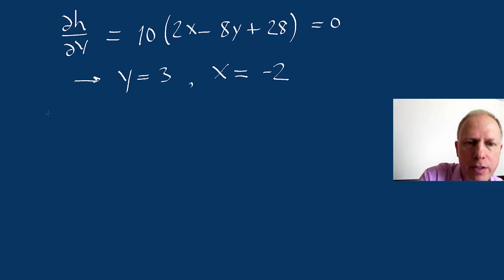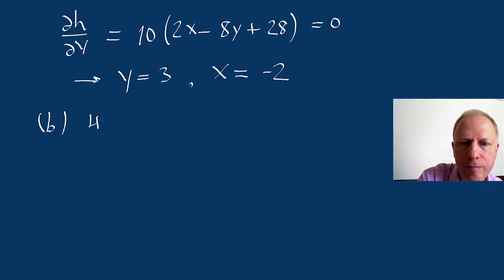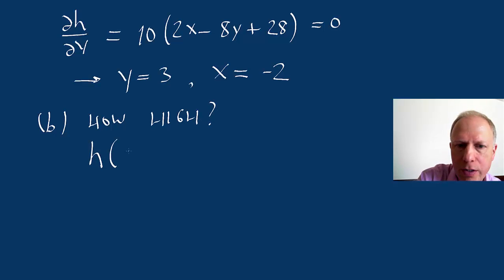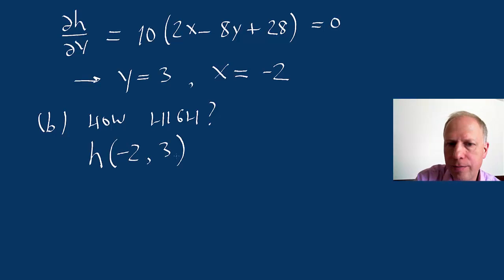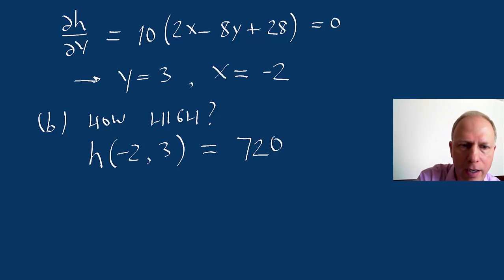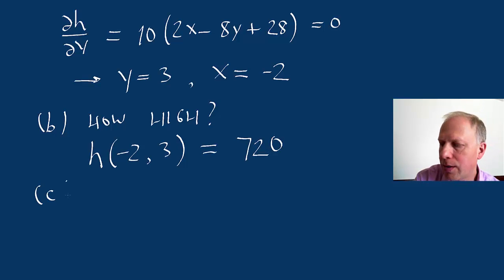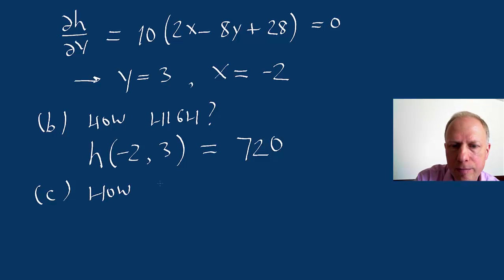Part B of the question is, how high is the hill? So we'll just evaluate the function h at the position of the top of the hill, and it comes out to be 720, which means 720 feet high. Part C is, how steep is the hill?